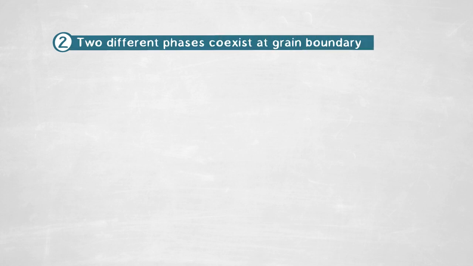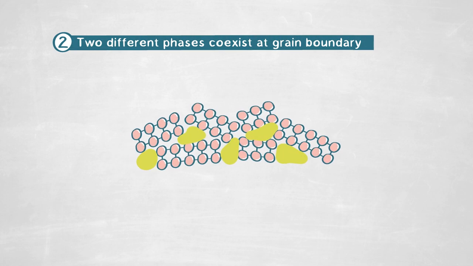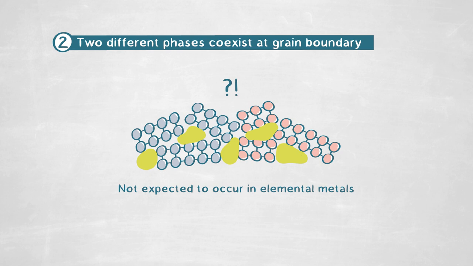Why is this so interesting? What we could find is that we have two different phases coexisting at this grain boundary. So the grain boundary decomposes into two grain boundary phases. This is something that was really not expected, especially not expected to occur in an elemental metal such as copper.